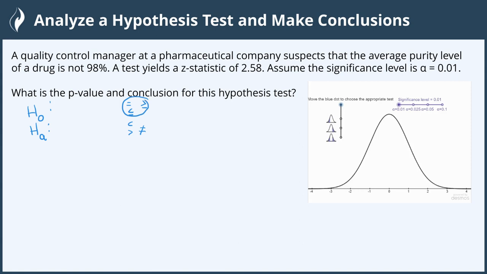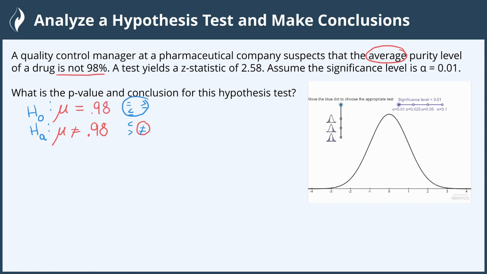So let's look through the information that was given to us. We see that the average purity level of a drug is not 98%. That is a not equal to, and we are looking for the average, so this is a mu. So our null and alternative hypotheses have mu, and the alternative is not equal to 98%, which is 0.98 as a decimal. And this means that the null hypothesis is that it equals 0.98.